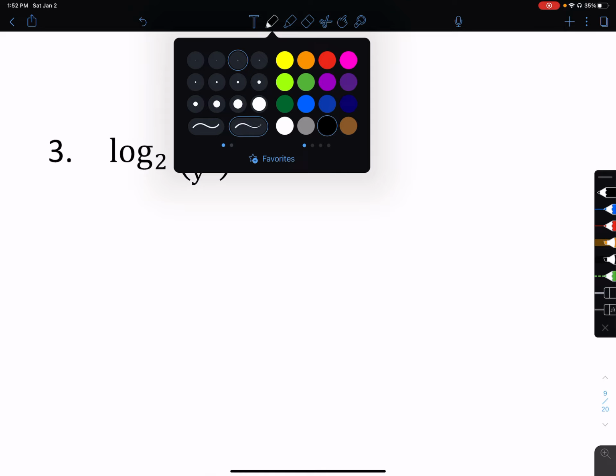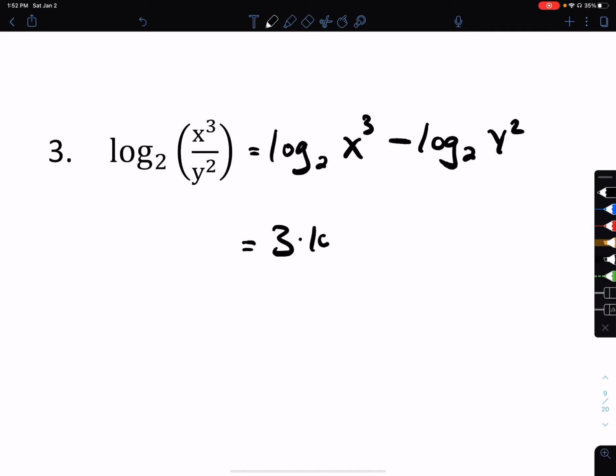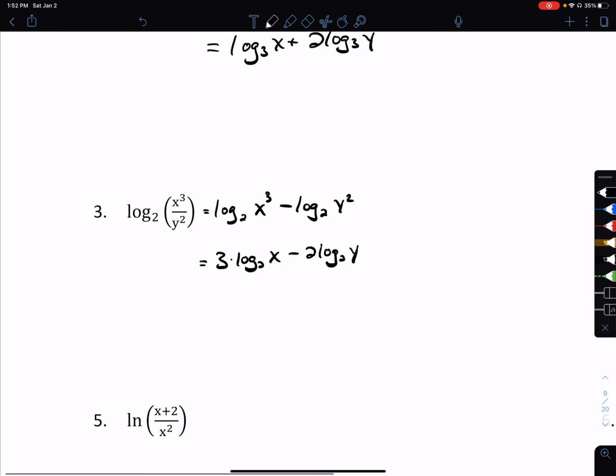Number 3, since we are dividing in our argument, we're going to take the numerator argument minus log base 2 of the denominator's argument. And we can take the exponents of the arguments and write them as coefficients, because that is what the power property says we can do.